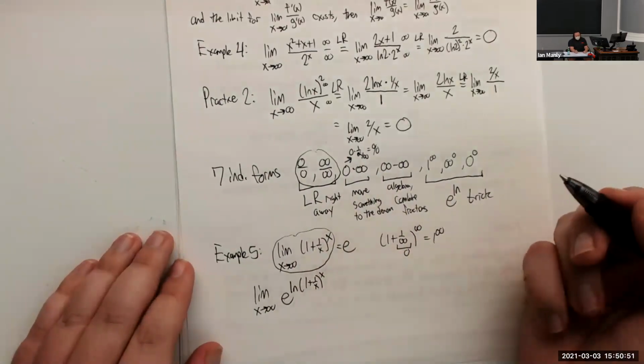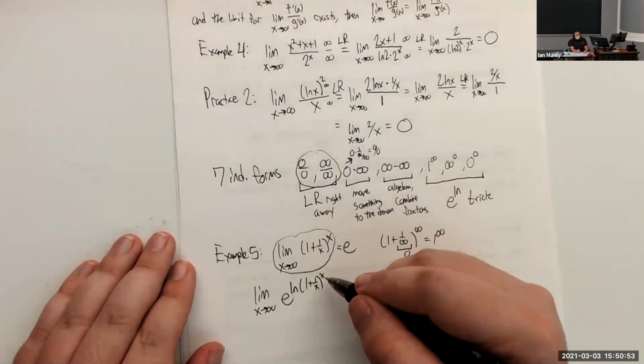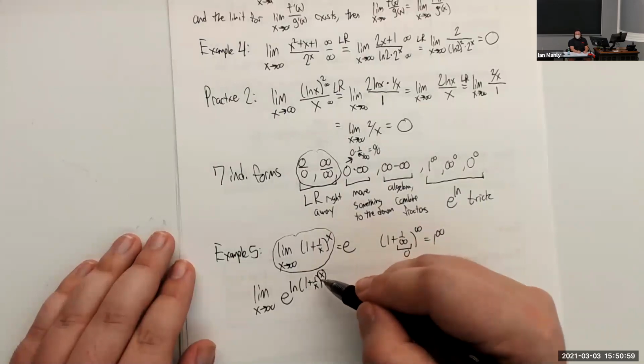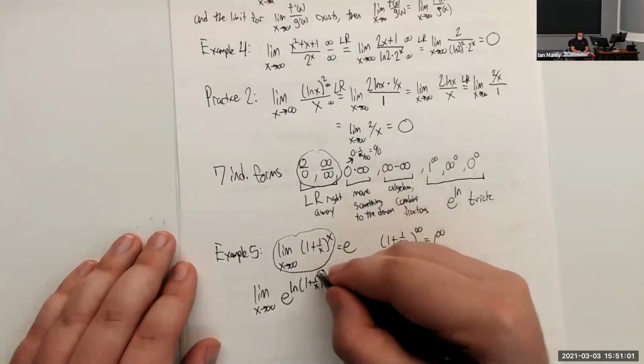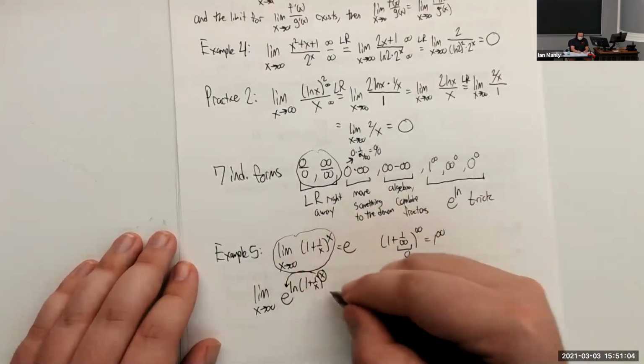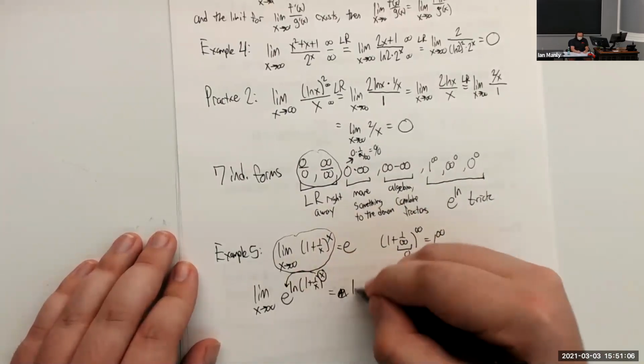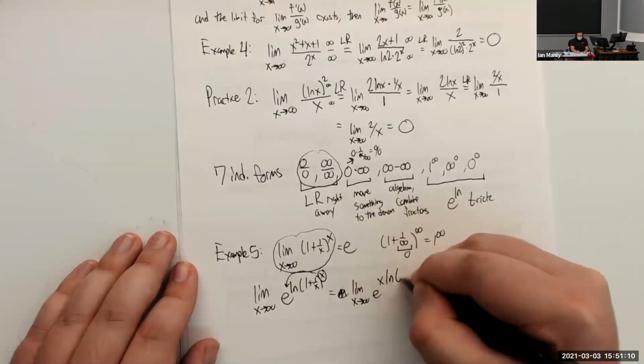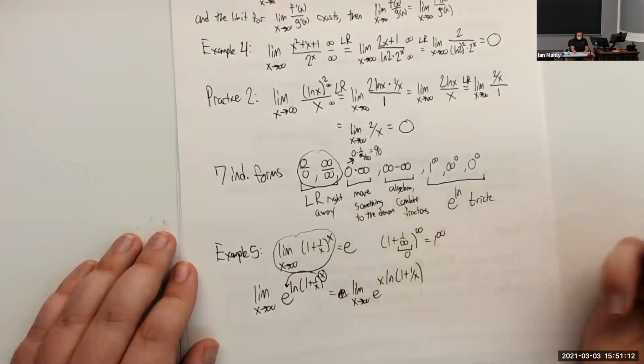Now, why on earth would I do that? That just makes this look way worse than it already did. Well, let's see. I have an exponent here, right? And exponents work pretty well with logs. They come to the front. So we have the limit as x goes to infinity of e to the x, ln of 1 plus 1 over x, like that.